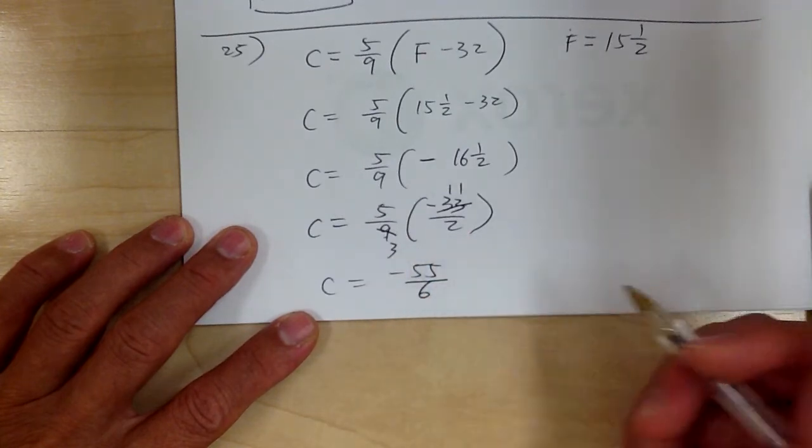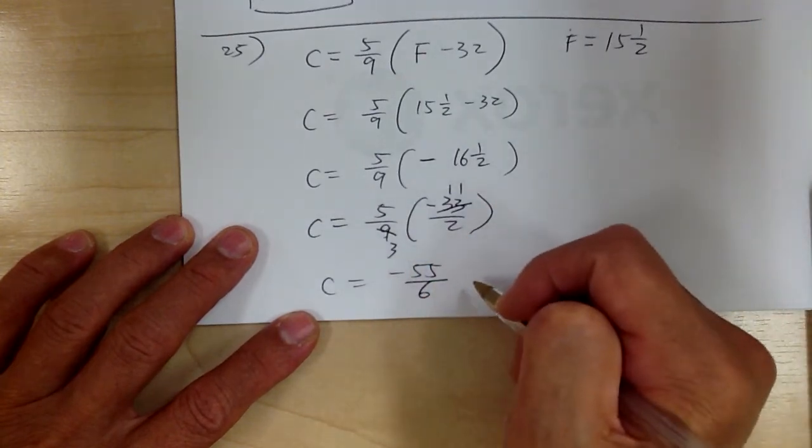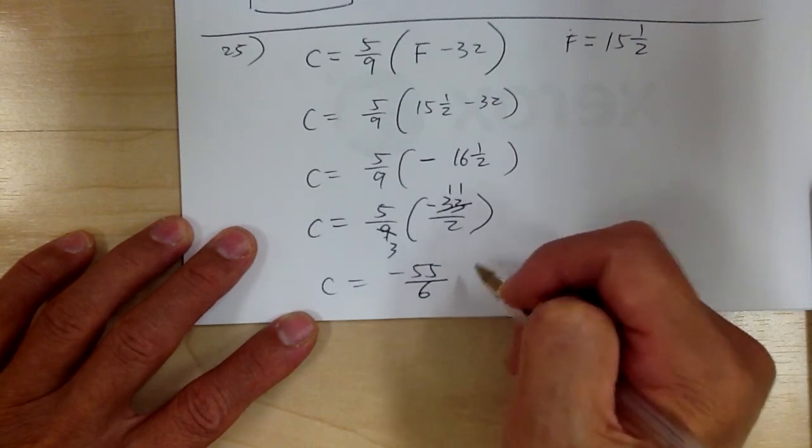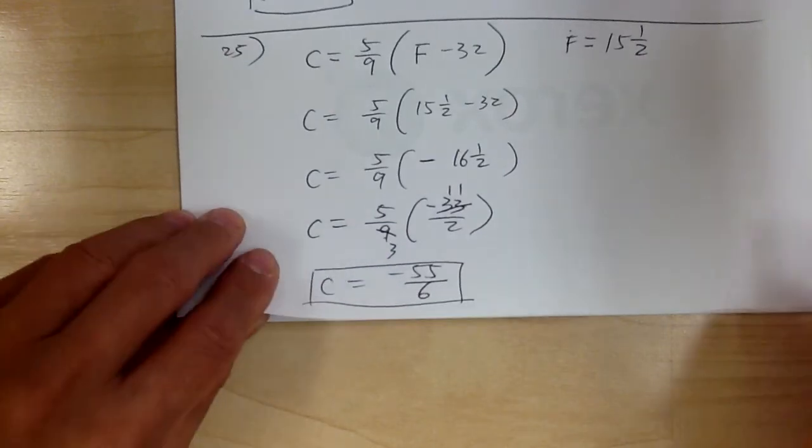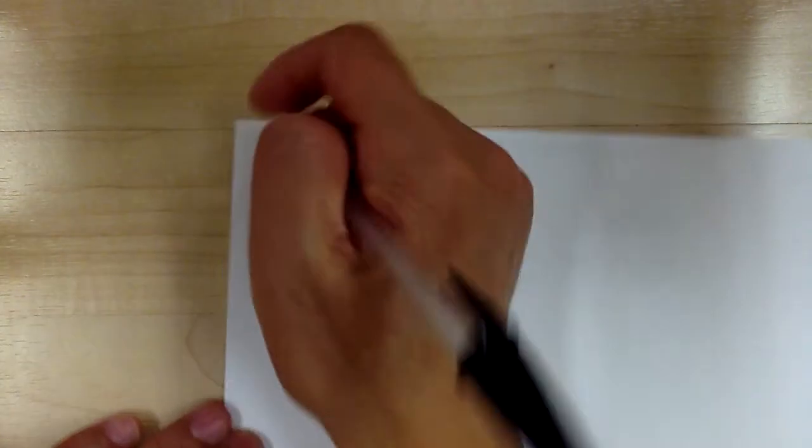Okay, and if you use a calculator to divide, that's fine. But if you just leave it like that, that's fine. This is acceptable. Okay, let's go to 26.